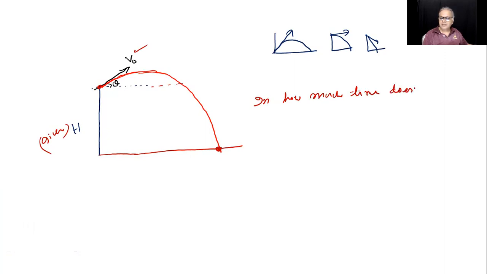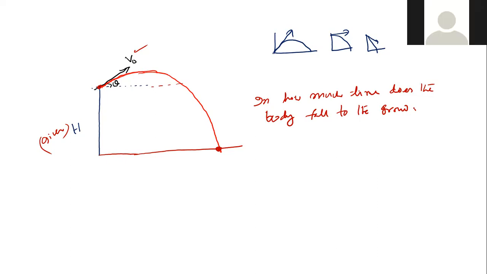Does the body fall to the ground? Who will try? Ganesh, Sai? Sir, can I? Vishnu, come on, no problem. Yes, sir. The displacement in the y direction is 0.